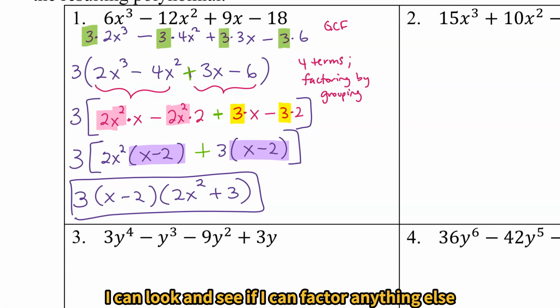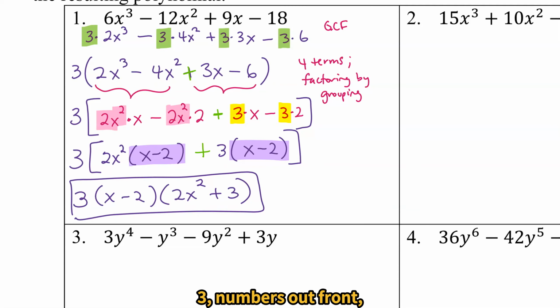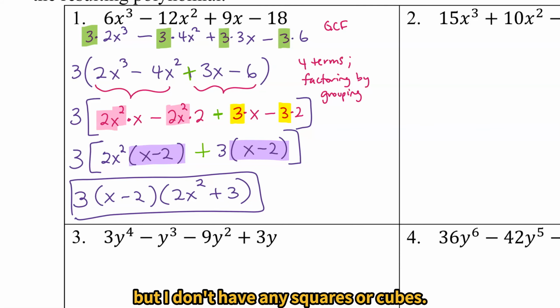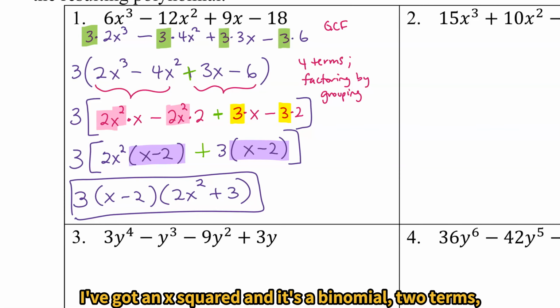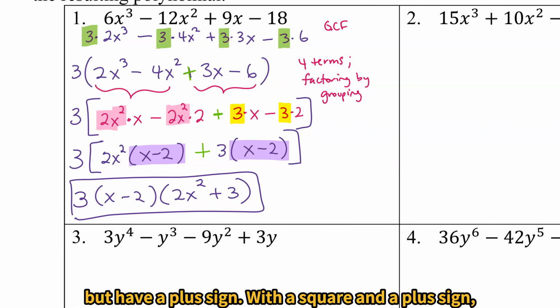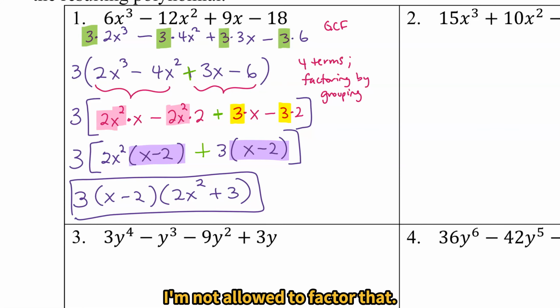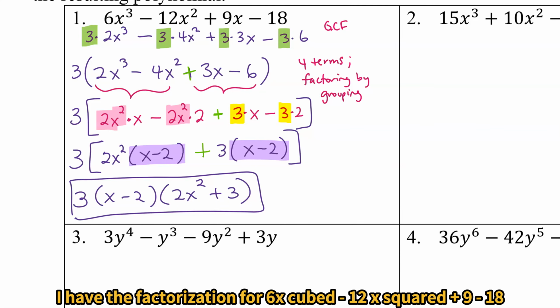I can look and see if I can factor anything else. The 3 out front we don't need to worry about. X minus 2, there's nothing in common there. We have 2 terms, but I don't have any squares or cubes, and those are the only things present in our special factors. 2x squared plus 3, I've got an x squared, and it's a binomial, 2 terms, but I have a plus sign. With a square and a plus sign, I'm not allowed to factor that. Plus 3 is not a perfect square. So I'm done. I have the factorization for 6x cubed minus 12x squared plus 9x minus 18.